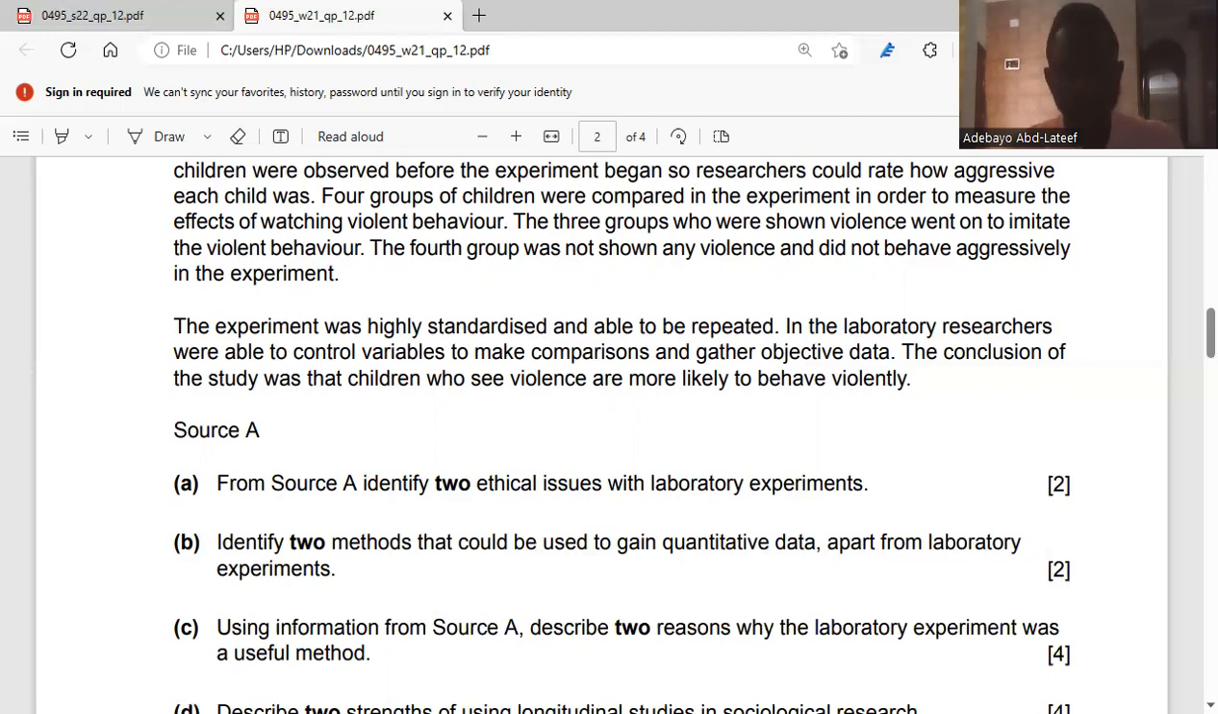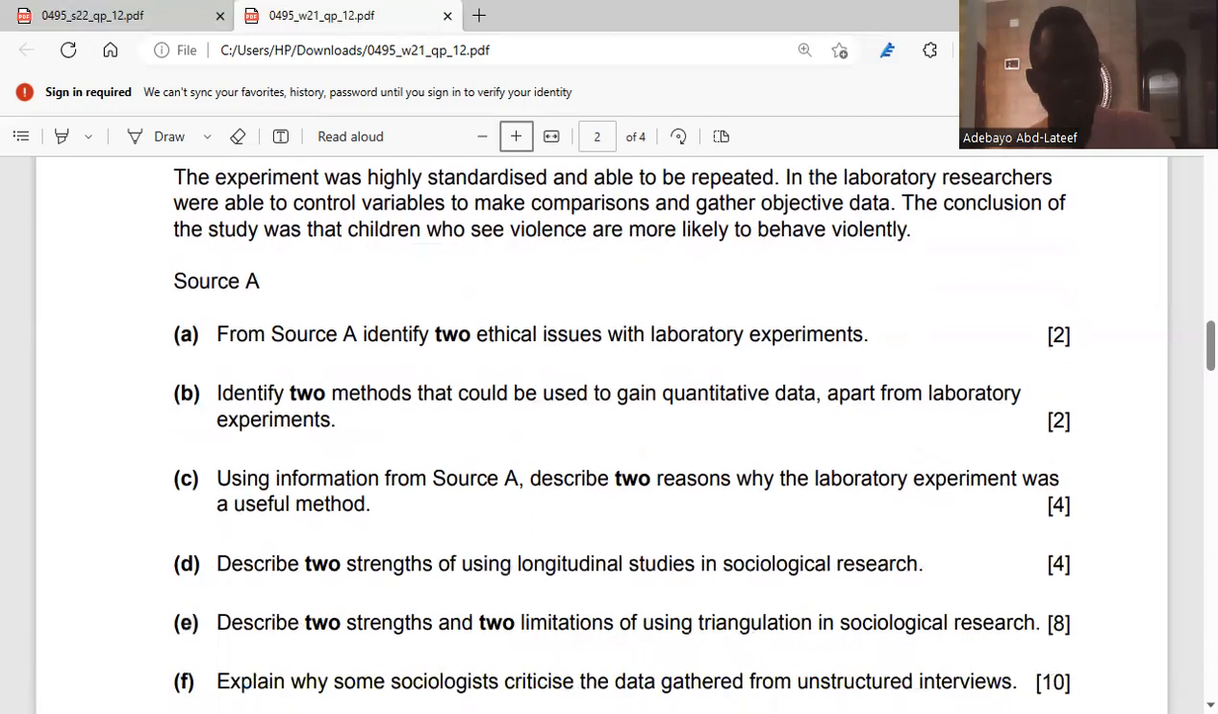From Source A, identify two ethical issues with laboratory experiments. The first ethical issue was they are encouraging children to be violent. So that was encouraging violence in children. That was the first one. And the second point is that it is harmful. It's harm. So we'll go on to question B, please.